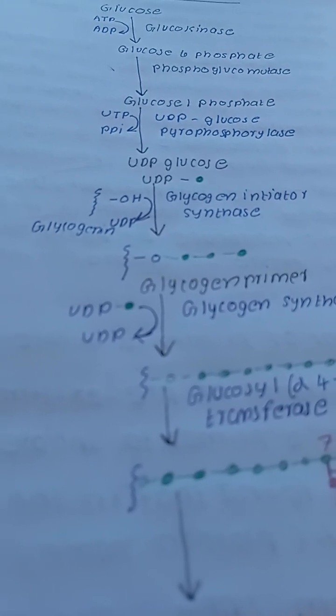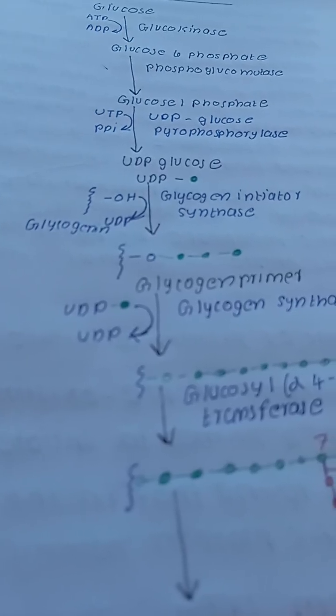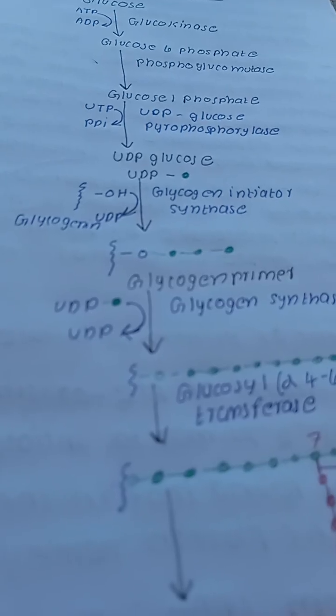Glycogen is a homopolysaccharide of alpha-D-glucose residues. It contains thousands of glucose residues linked with 1,4 glycosidic bonds, and every 8 to 10 glucose residues it branches with an alpha 1,6 glycosidic linkage. Got that?